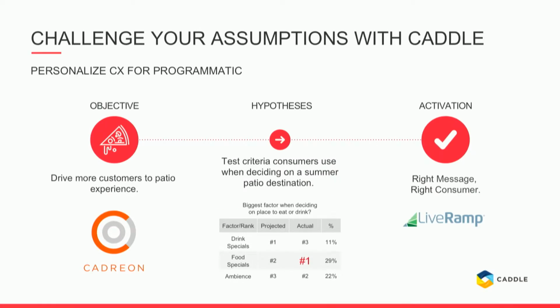So to give you a quick snap case study of how you can challenge your assumptions with Cattle and personalize customer experience for programmatic, I'll give you a really quick example of something we did with our client Cadreon, who's a programmatic ad tech firm under the Interpublic Group umbrella. They had a client who had an objective of, I want to drive more customers to my patio. It's summertime, I'm not making enough money from my patio, I need to get more customers there. And their opinion was, how I'm going to get them there is with drink specials. I'm going to do Corona buckets for like 10 bucks. People are going to fly in, and my patio is going to be bumping. It's going to be the best patio in town.